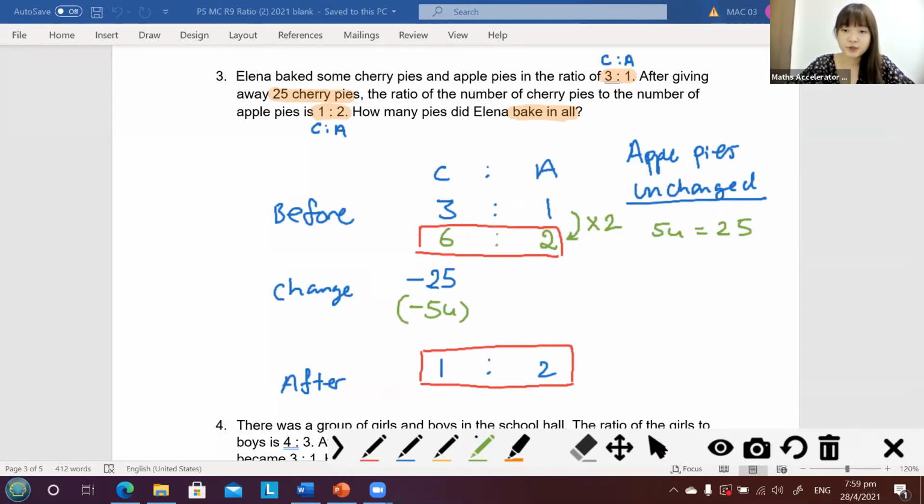Okay, so now from here, can you try to solve for the answer? Once you have the answer, can you select the answer in the poll. The final answer they're asking for is how many pies did Alina bake in all? Okay, so can you try?